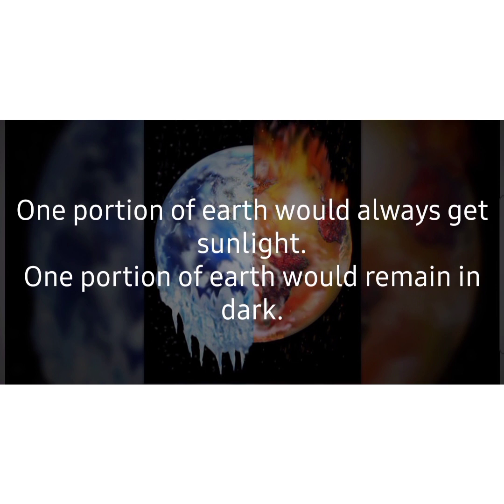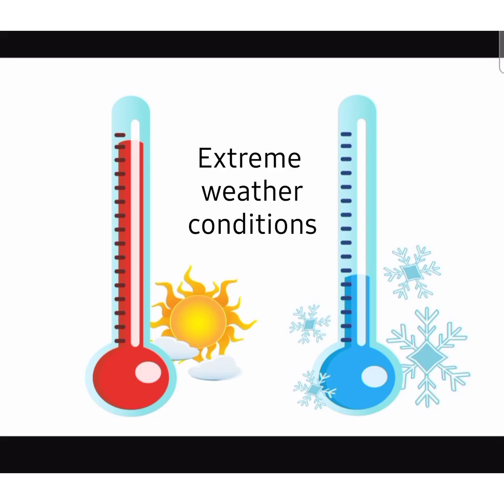It's as simple as this. If the earth wouldn't rotate, then half of the earth would always be facing day and half of the earth would always face night. The portion of earth facing the sun would always experience day if earth wouldn't rotate.